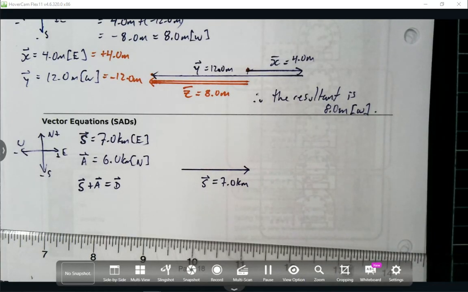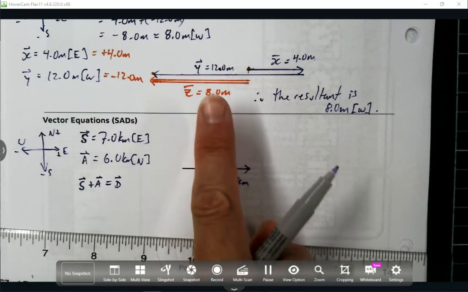Where does the A vector go? Everybody point with their fingers. Yep, that way, right?